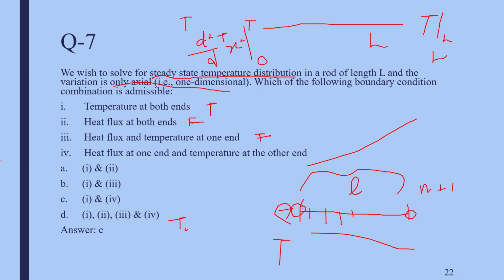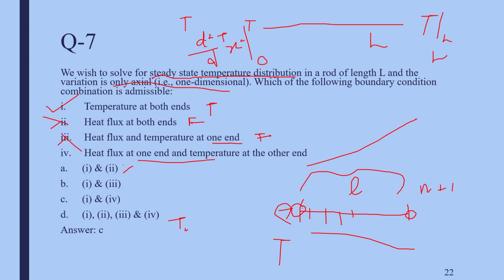So on that logic, statement 1 is right, statement 2 is not right because we cannot use it to solve the equations, and statement 3 again is false because it is given at one end. Both given at one end, it doesn't be useful. And statement 4 is temperature at one end and heat flux at the other end. So the answer to this particular question is 1 and 4.